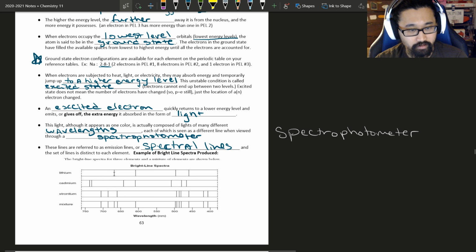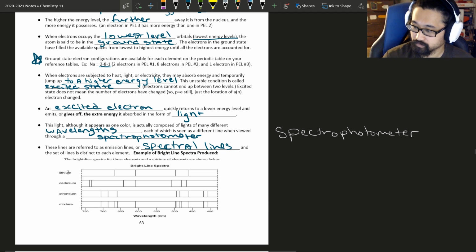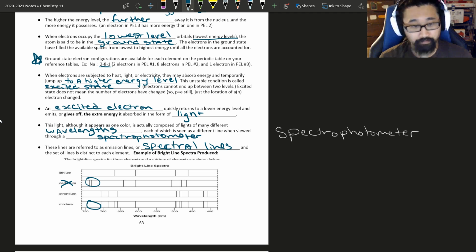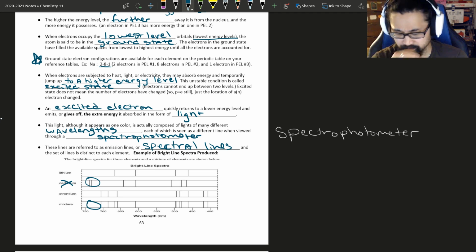Well, lithium has lines that line up perfectly with the mixture. Cadmium, if you look, these 2 lines are not in the mixture. That means the fingerprint is missing. Cadmium is not in this mixture because these 2 lines are missing. But strontium is in the mixture because if you look, you can line them up. They all match up.